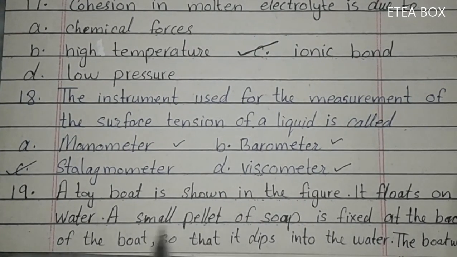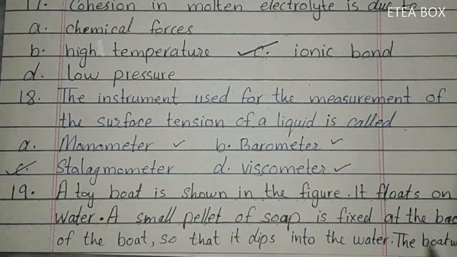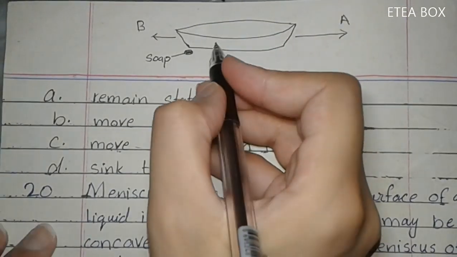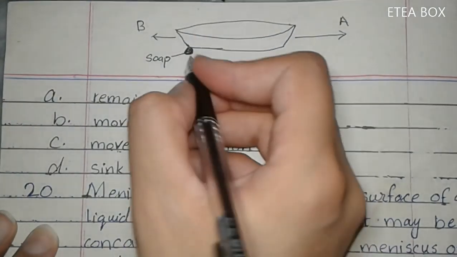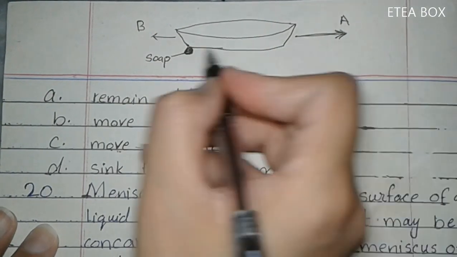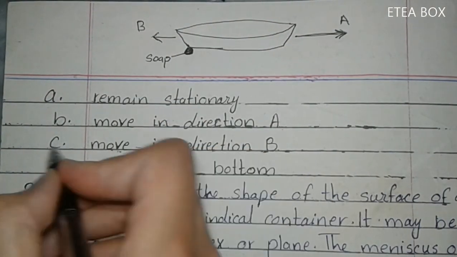Now a toy boat is shown in the figure. It floats on water. A small pellet of soap is fixed at the back of the boat so that it dips into water. The boat will move in which direction? So here is a small toy boat and a soap is fixed here. They have asked in which direction the boat will move, forward or backward. The correct answer is it will move in the direction of A.